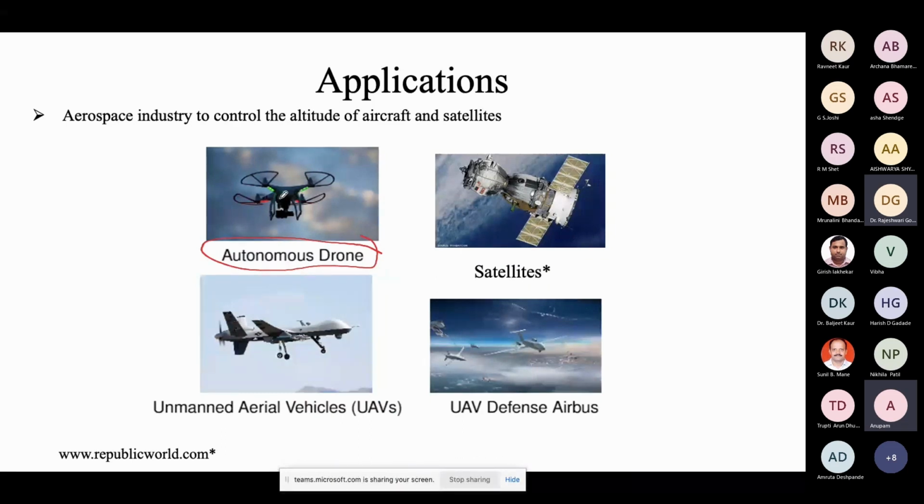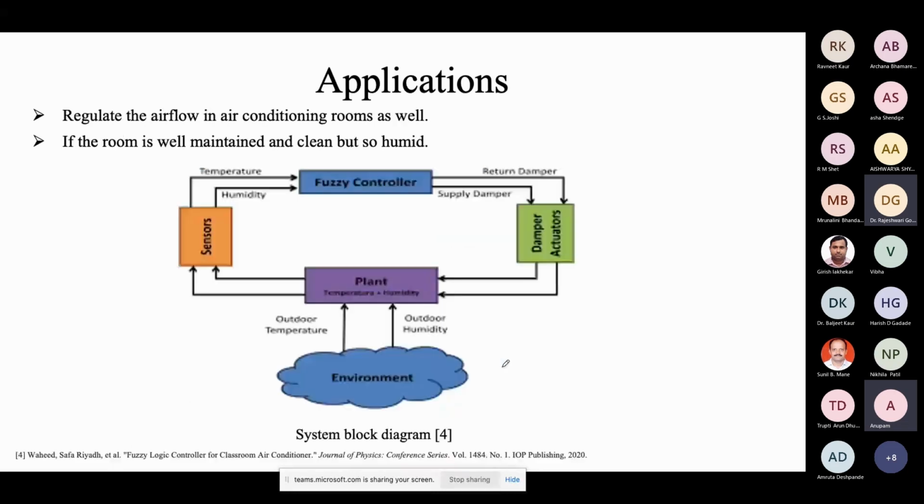So this is also one of the applications. In satellite applications, the altitude control of the satellite can be done with the help of fuzzy control. And in UAV and autonomous drone mode, in both things we can do it, and in defense applications also we can do it, right? Okay, this is an aerospace application.